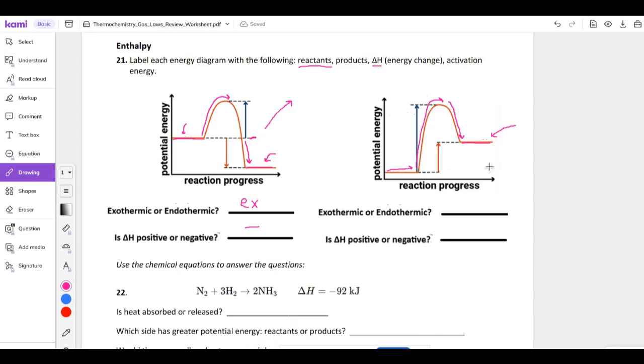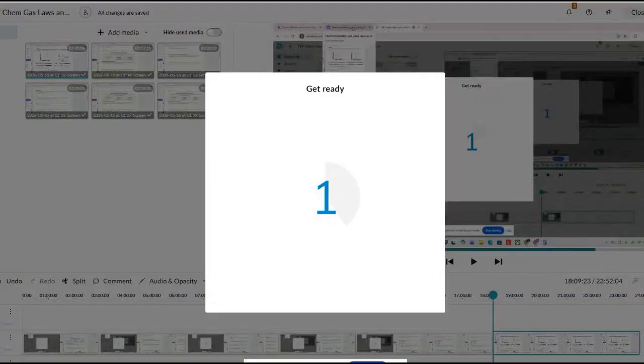Since energy was taken in, absorbed from the surroundings, this would be an endothermic reaction. I'm going to put EN for endothermic. Is delta H positive or negative? Change in heat, change in enthalpy. Is it positive or negative? Since the system gained energy from the surroundings, it is going to be positive. Will you need to know this? You will. All right, I'll do the next ones here in a second.